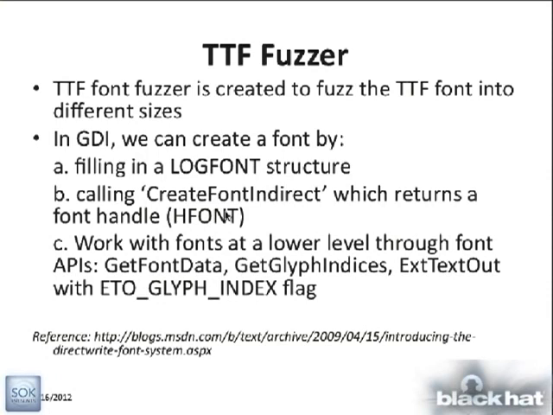And calling CreateFontIndirect will return the HFONT. However, this function is unable to work with the lower level font API. Thus, the functions GetFontData, GetGlyphIndices, and ExtTextOut with the ETO_GLYPH_INDEX flag are able to solve the problems. So if you are interested, you can refer to the URL at the bottom of the slide. They will provide more information regarding that.